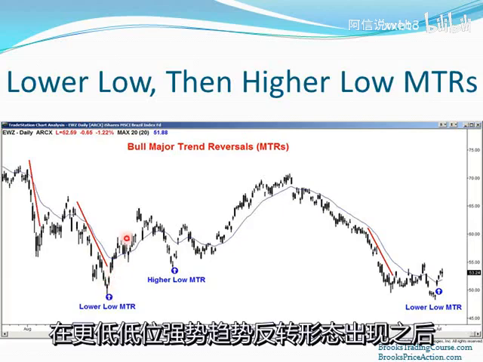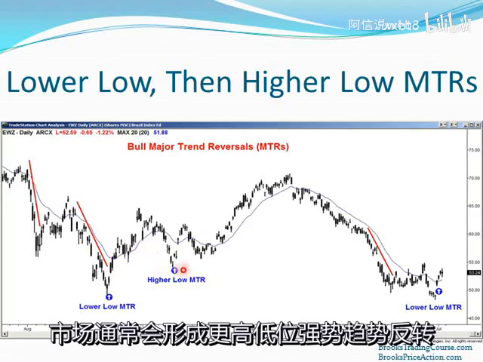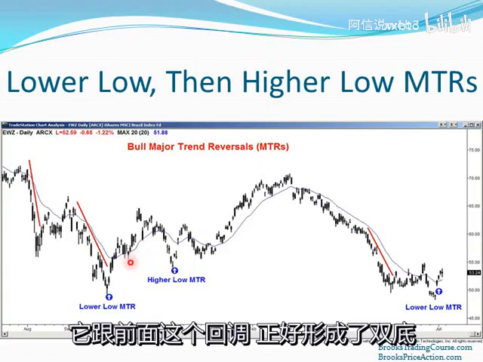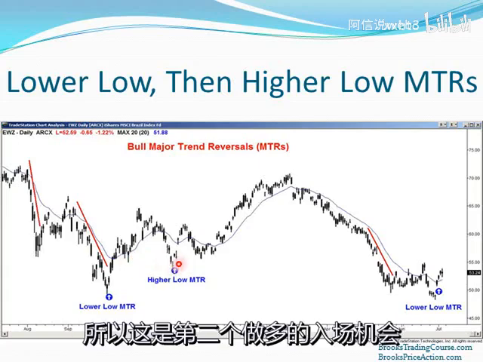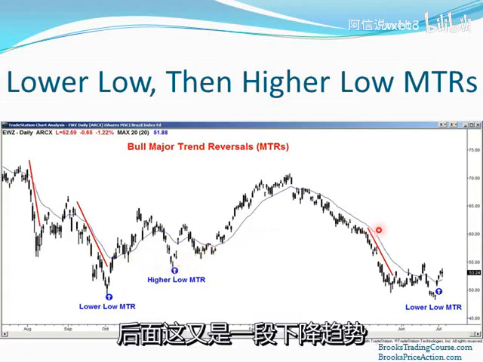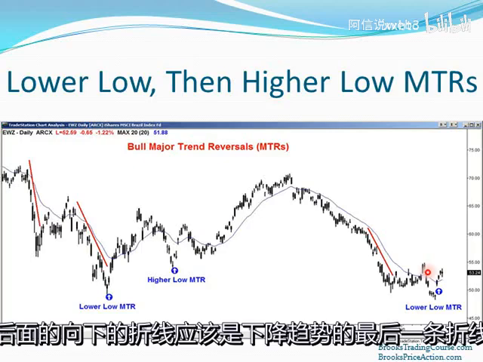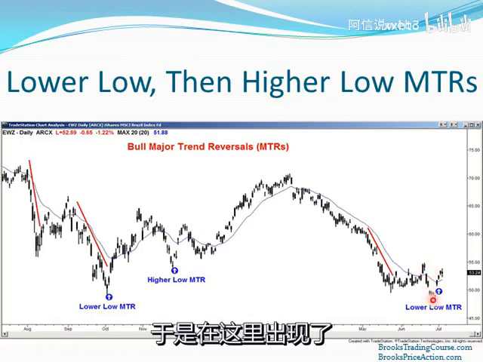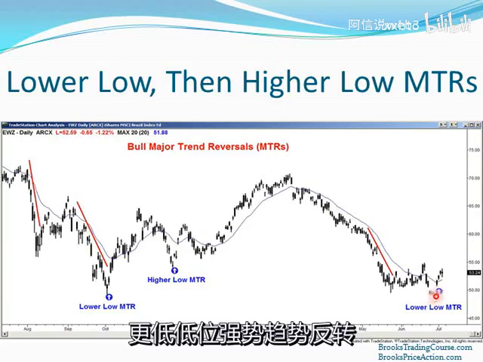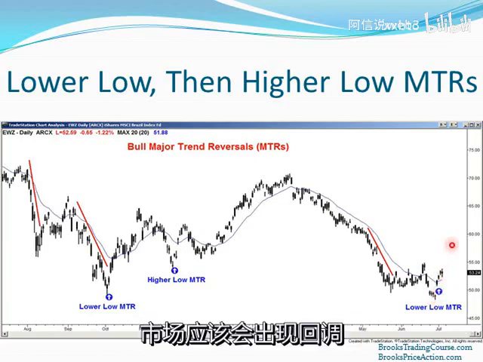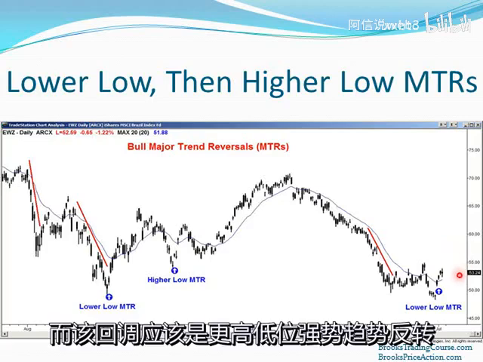After lower low major trend reversals, the market usually then forms a higher low major trend reversal, which it did here. It's basically a double bottom with this pullback. So this is a second entry long. Here's an example of a bear trend, a trend line break and a gap bar. So the next leg down might be the final leg of the bear. And we have a lower low major trend reversal here. So you'd expect that after some rally there would be a pullback and then a second leg up, and that pullback would be a higher low major trend reversal.